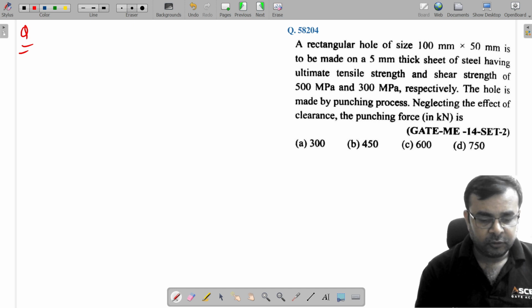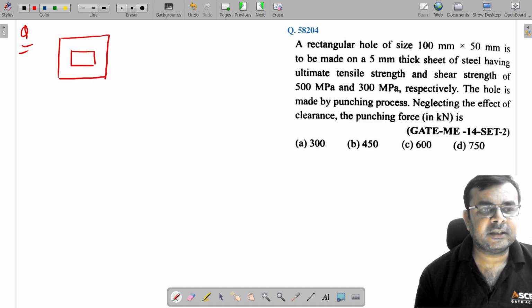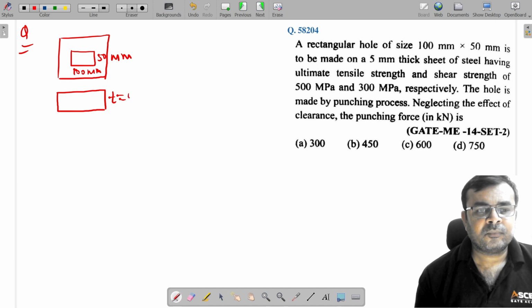A rectangular hole of size 100 mm by 50 mm. So let's say this is a sheet in which we make a rectangular hole whose size is 100 mm by 50 mm. This is 100 mm and this is 50 mm. It is made of 5 mm thick sheet. So the thickness of the sheet is nothing but 5 mm. Correct?